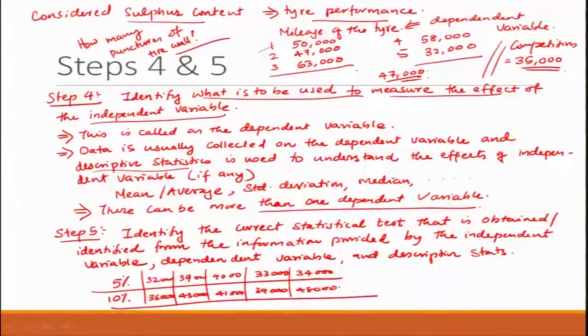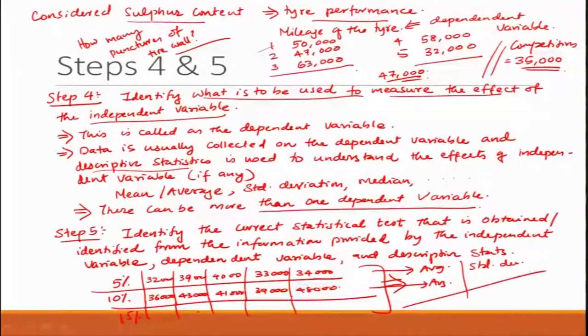And then you can make 5 tires out of 15% like this, and then get the data values, and using these data values you can find the average of each row, standard deviations, etc., and then you can decide whether you want to do an analysis of variance or a paired t test. So that data will tell you which is probably a better test to use to identify what percentage of the sulfur content gives you the best tire performance.